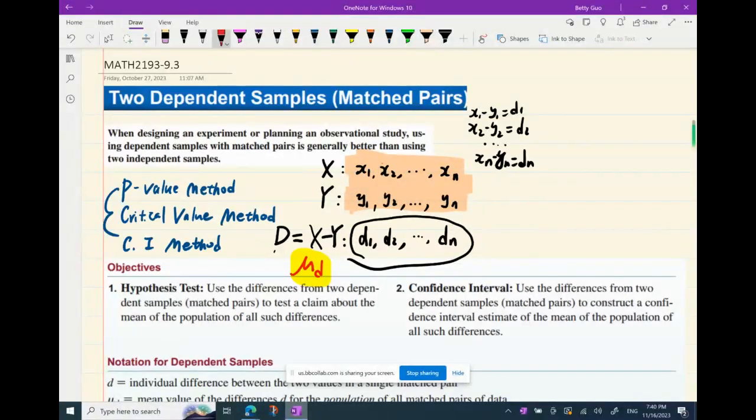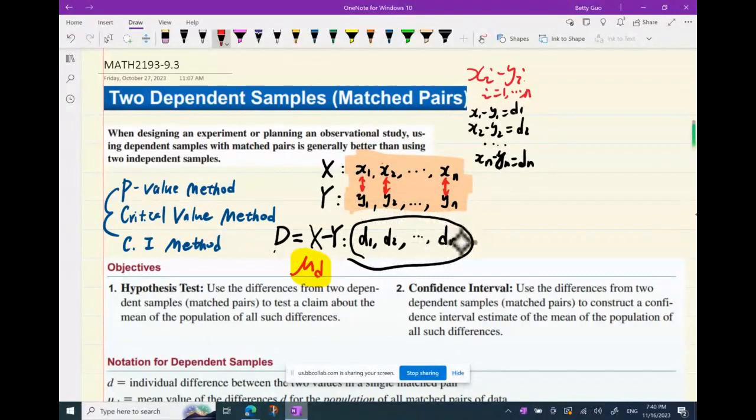But again, very important. They have to be matched. x1, y1 matched, x2, y2 matched, x sub n, y sub n matched, based on the same relationship, either inherent or meaningful. And then we take differences of those values. We use x sub i minus y sub i, i from 1 all the way to n.